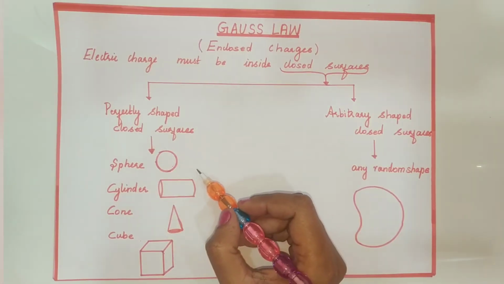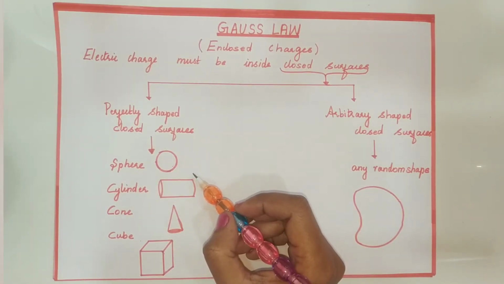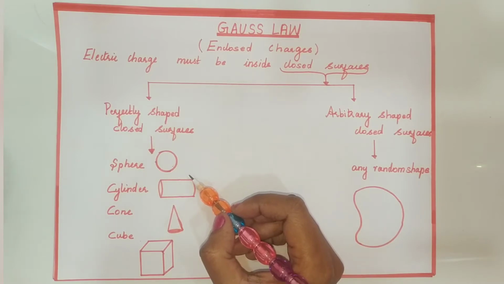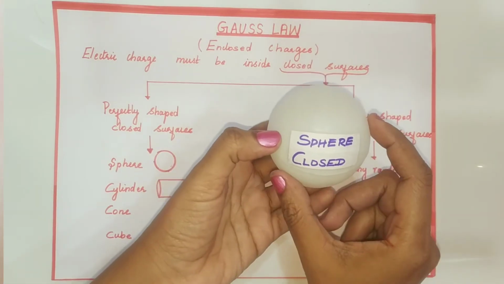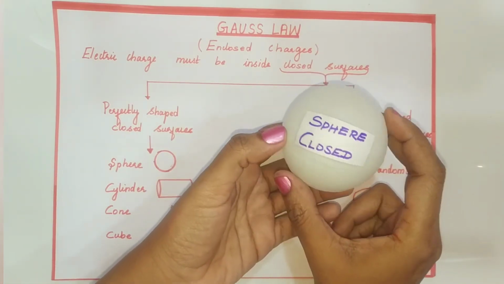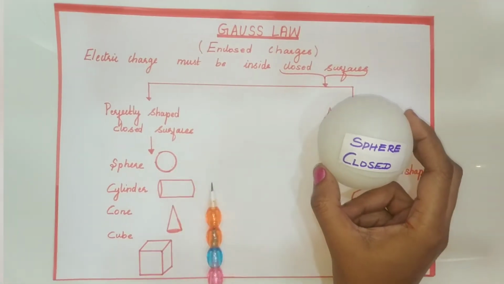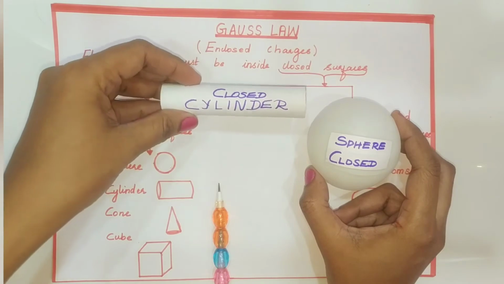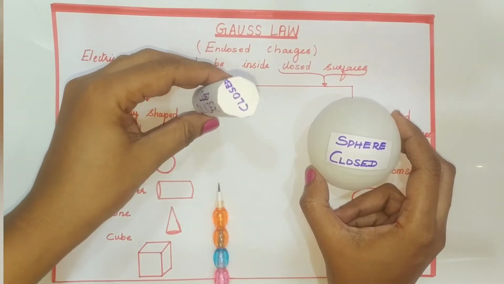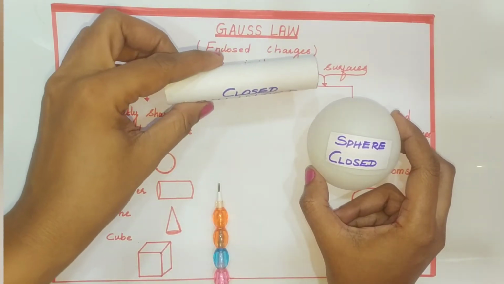Here are some perfectly shaped closed surfaces. For perfectly shaped closed surfaces, we can say a sphere. Sphere is perfectly shaped, isn't it? It's a perfectly shaped closed surface. And for another perfectly shaped closed surface, we can say a closed cylinder. See, the cylinder is perfectly shaped, but it should be closed on both the sides.